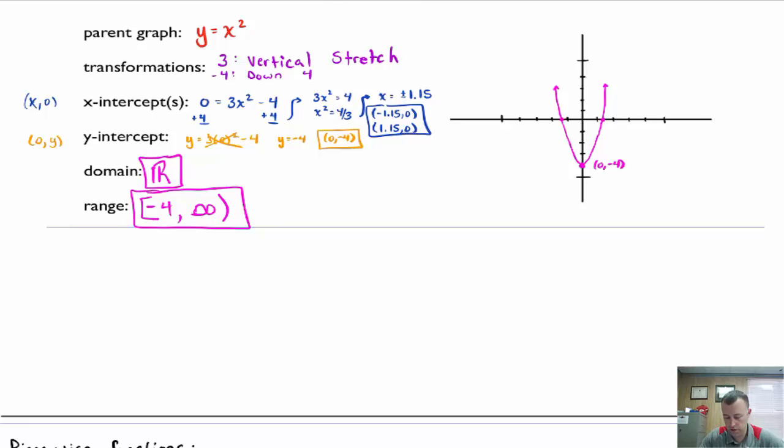Alright, so that is transformations of functions. Hopefully you learned something, and you can go ahead and apply that now. Good luck.